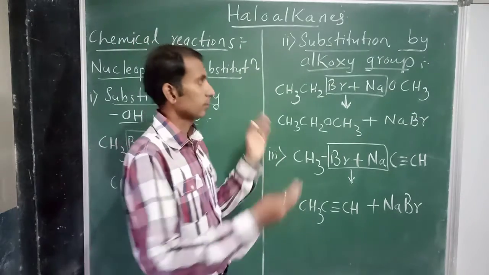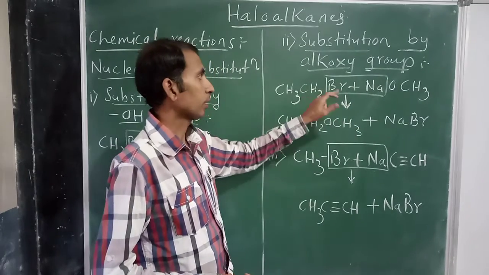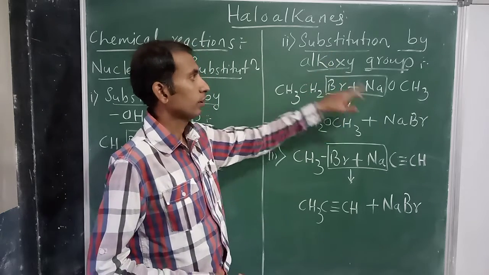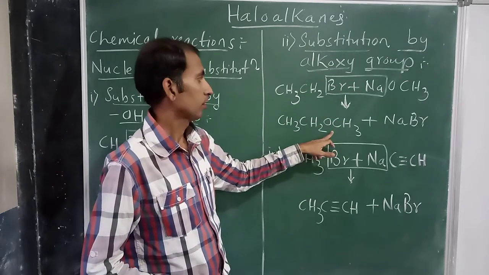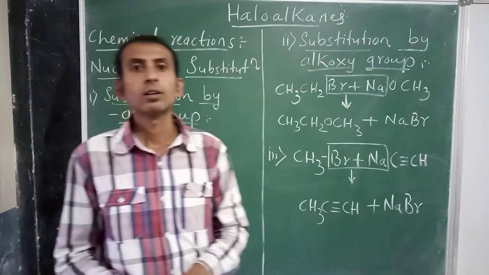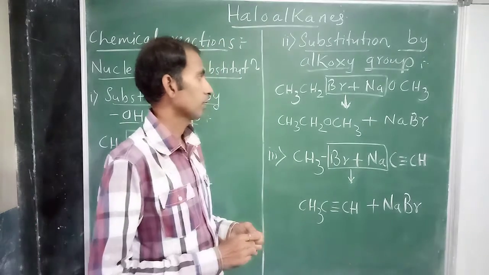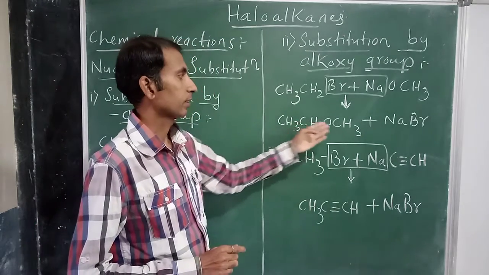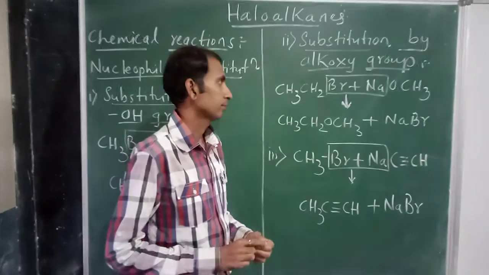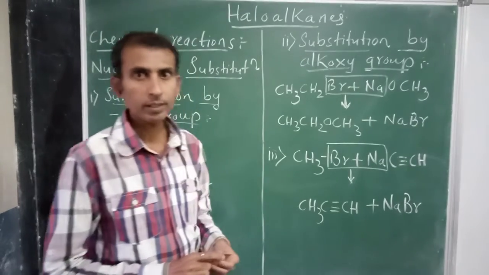So here they react, NaBr is lost, and here Br is substituted by the alkoxy group, which is here the methoxy group, and you get this class of compounds which you already know. They are called ethers. So this particular ether is ethyl methyl ether or methoxyethane. So this is also an example of nucleophilic substitution reaction.